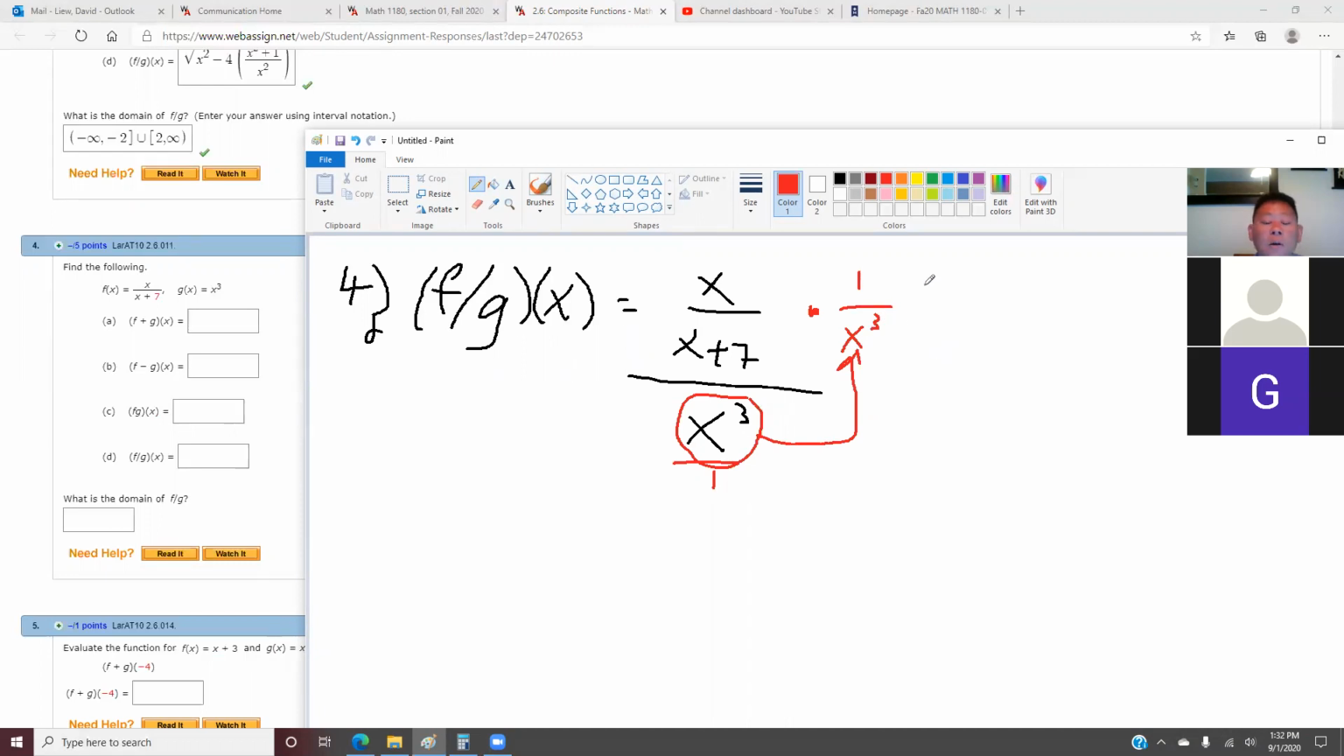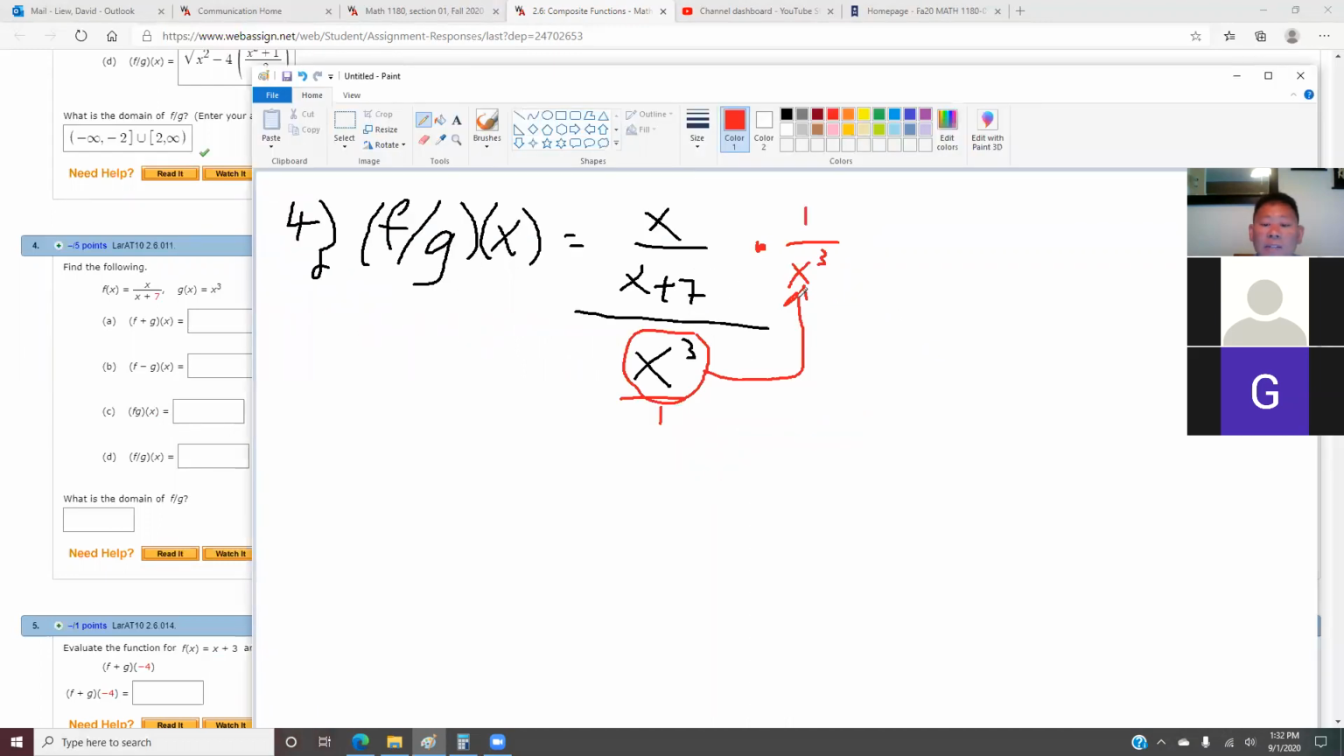Okay. So what we do in this case, we can reduce this. So the x and the x cubed become x squared. So what we have in this case is 1. This is 1 because it becomes 1. Then this you will get x squared, x plus 7. So this is question 4D. So once you're reducing this, this is your answer for 4D.